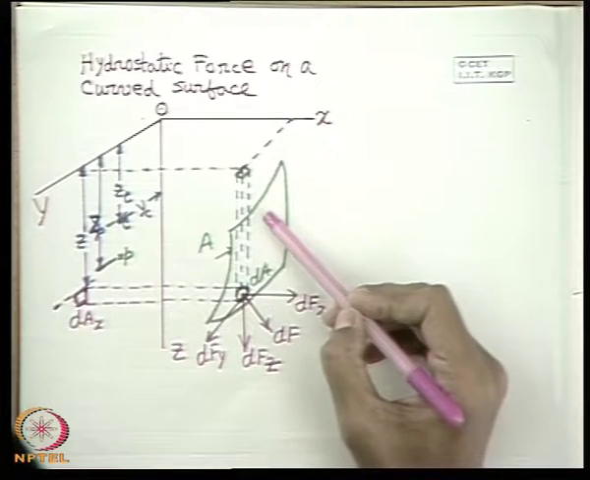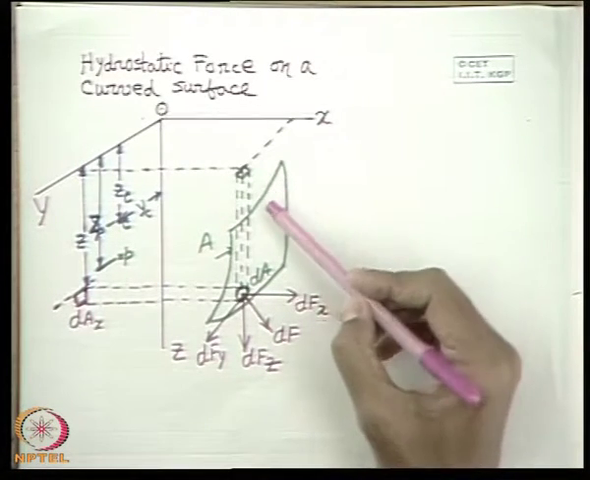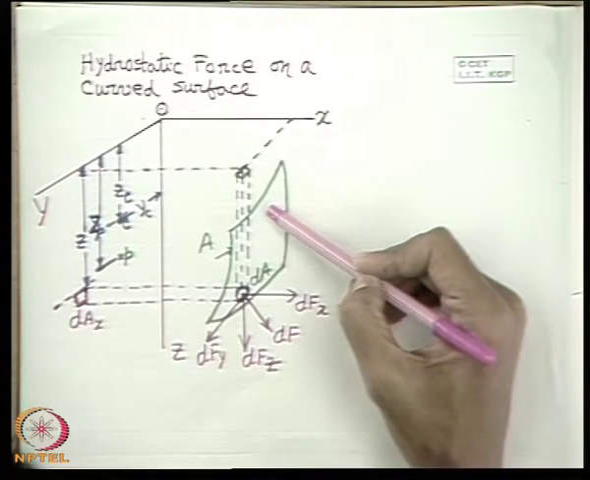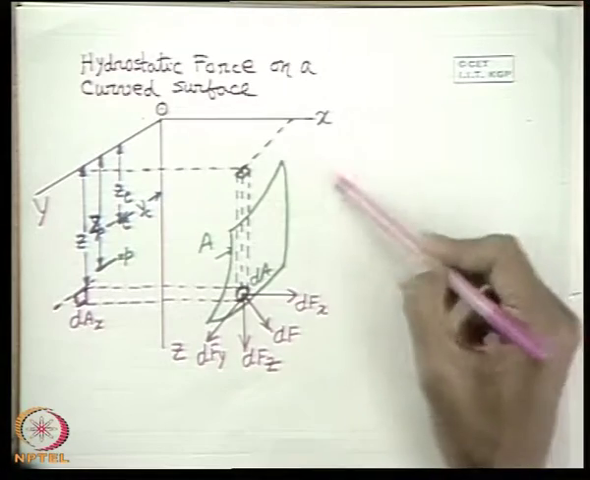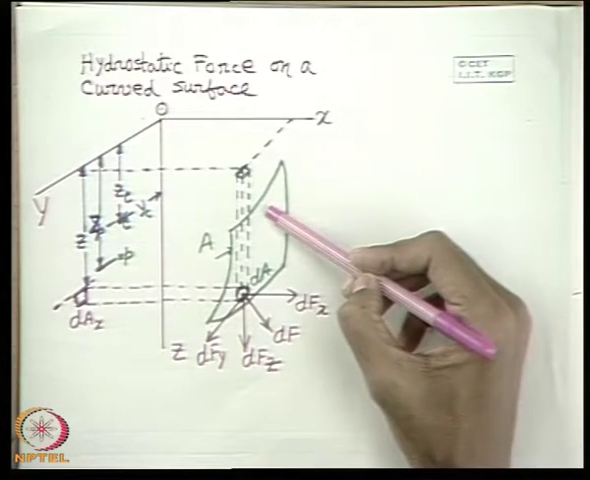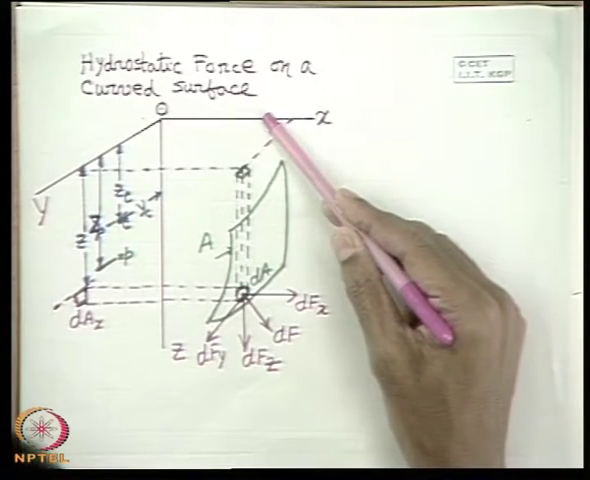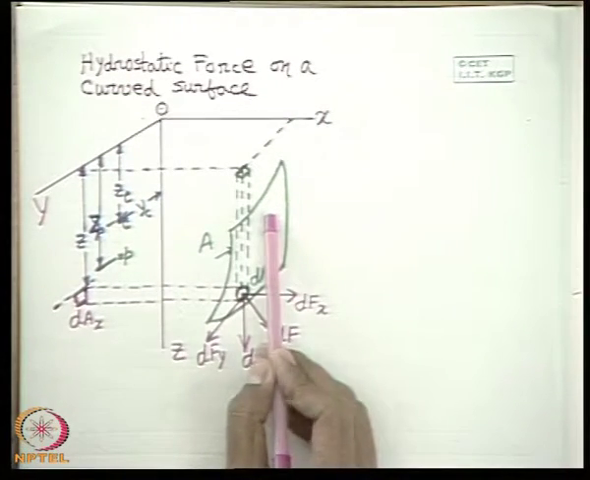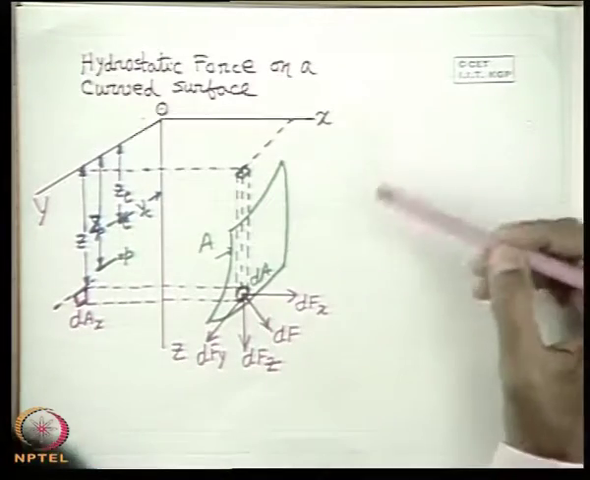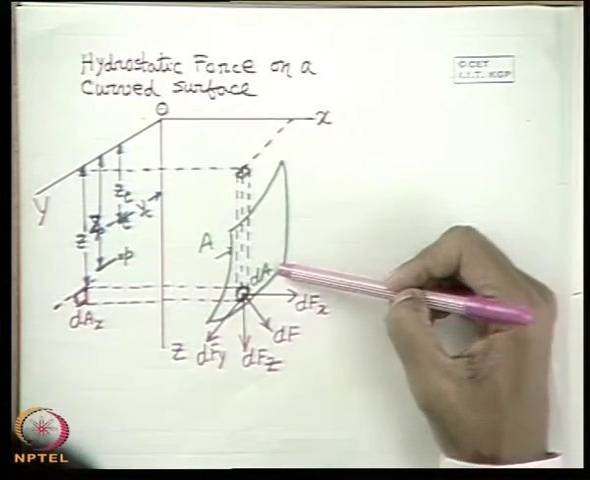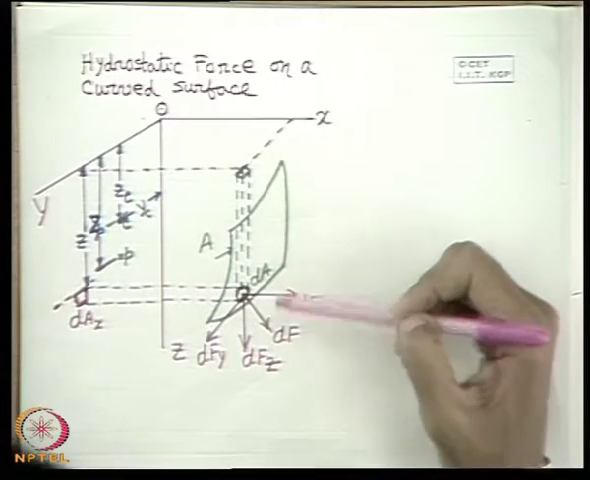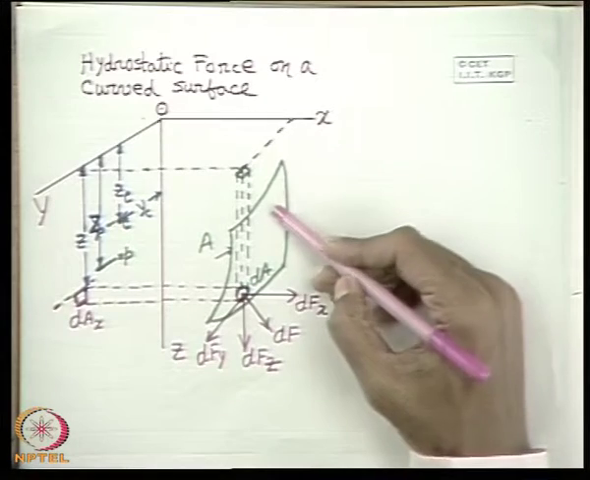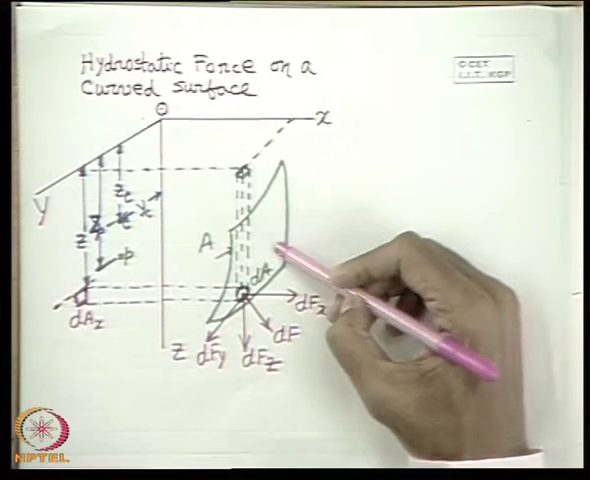Now it is true that at each and every point on the surface, the pressure intensity is equal to rho, the density of the fluid, which is constant in the case of a liquid, times g times its vertical depth from the free surface, which we denote by the z coordinate. That means rho g z. But the difference from a plane surface is that at each and every point the force is normal to the surface, and these normals are not parallel.